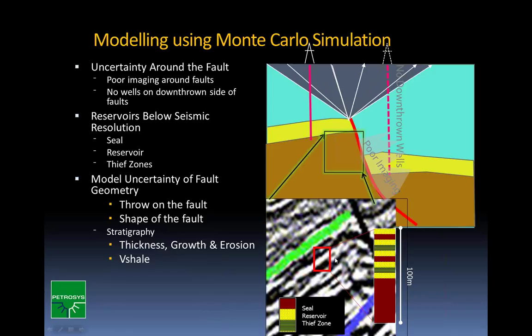The other thing to consider is that in general in seismic we don't see the reservoir. The thief zones and seals and reservoirs that we're concerned with are all below seismic resolution. So we need to model, using Monte Carlo simulation, the uncertainty of a fault geometry. Model the throw in particular, and the shape of the fault, the thickness and growth and the erosion of the unit. So these geologic factors, the sub-seismic issues and the fault geometry issues all come into play and will have a big impact on whether or not the fault will seal.